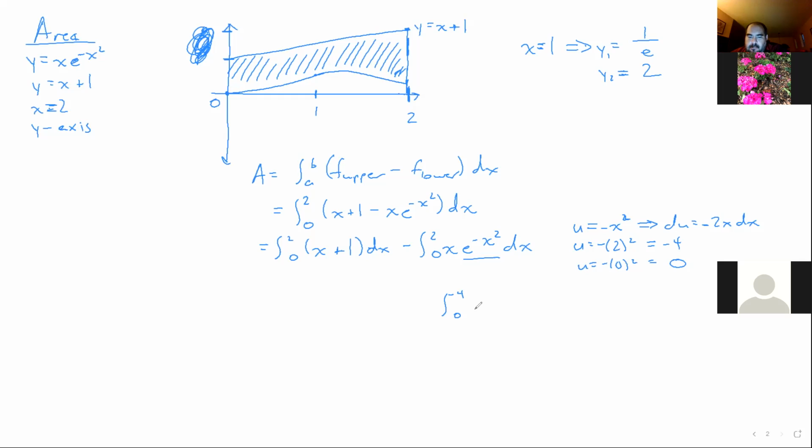There will be a plus 1/2 outside and e raised to u du. So I think I know where you're going with this. I'm just going to pull out a negative 1/2 for now because I think you'll see why. I know what you're getting at, but I'm going to keep it as negative 1/2. So negative 1/2 times the integral of e to the u du.